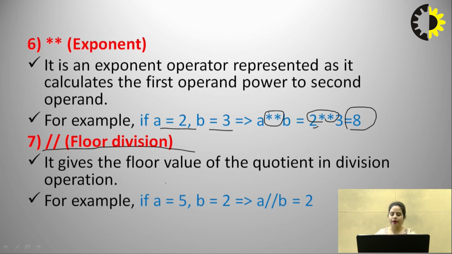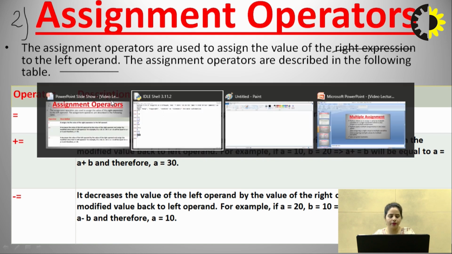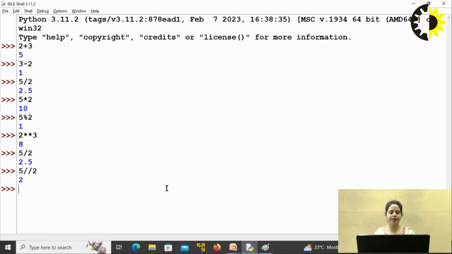Okay. Next category, the second category, is your assignment operator. As the name suggests, it is used to assign the value of the right expression to the left operand. What does it want to say? For example, I am taking a variable a is equal to 10. So what does it mean? It means I am assigning value 10 to the operand a. So here, if I am printing the value of a, it will give 10.